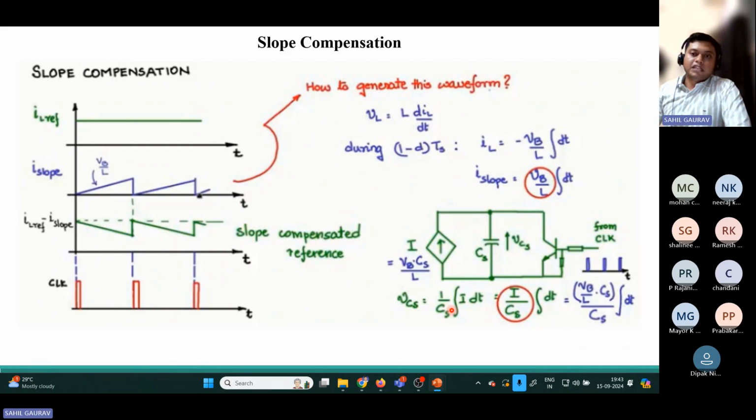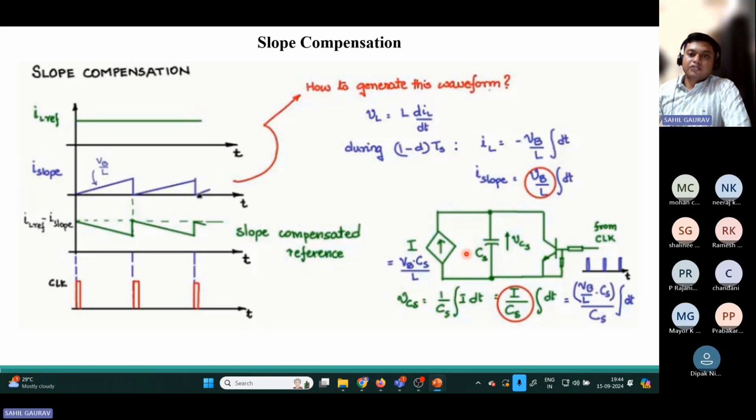To generate this waveform, we have to use some electronic circuit. As we know, VL is equal to L di by dt, and during the turn off condition the inductor current will be minus Vv upon L integration dt. So this I slope will be Vv upon L into integration of dt. If you want to emulate this expression, then you have to use a current source in parallel with a capacitor.